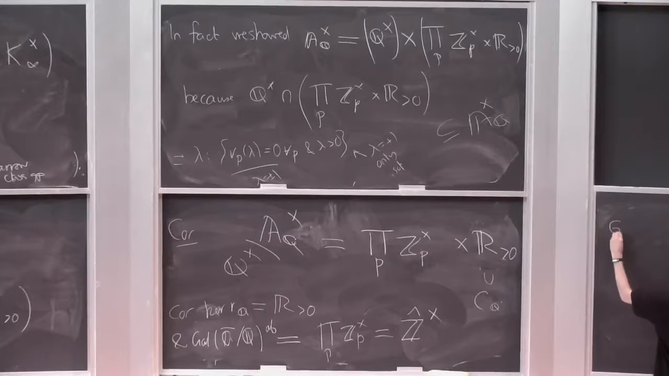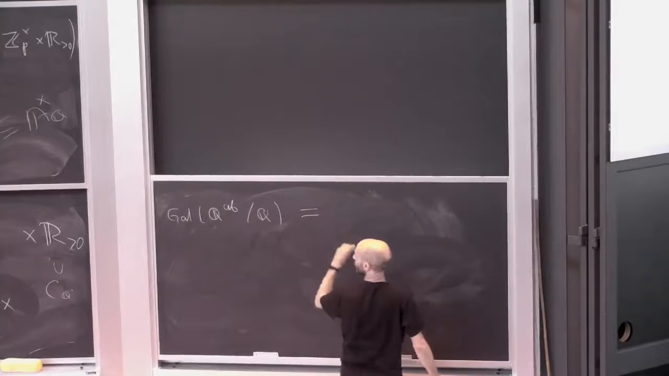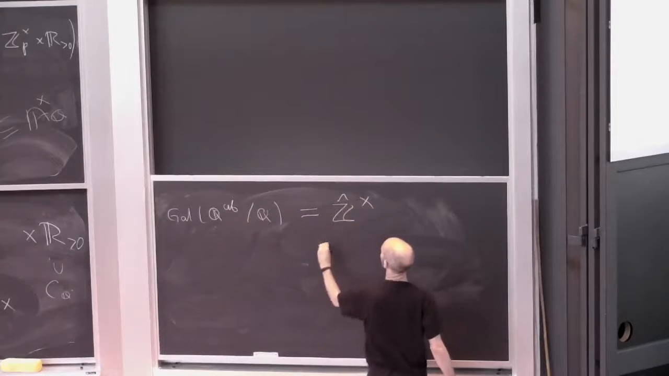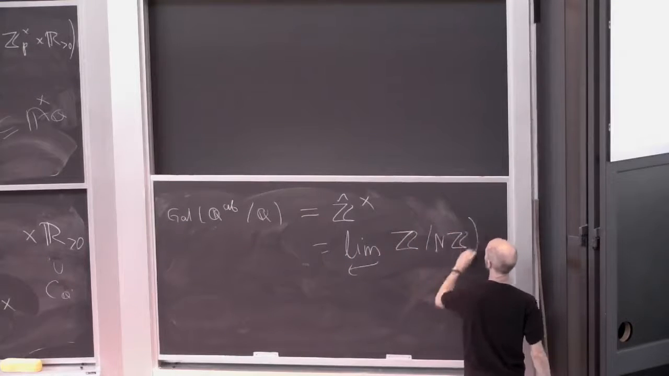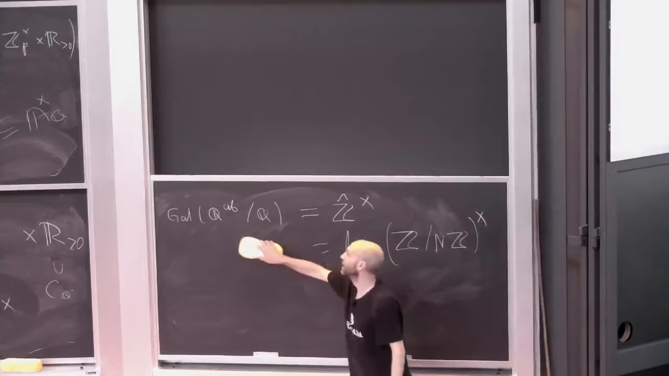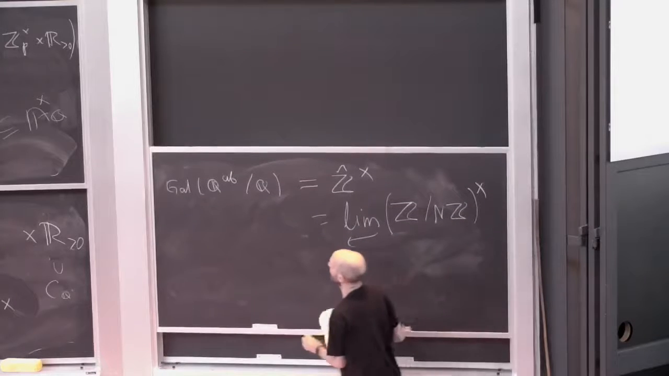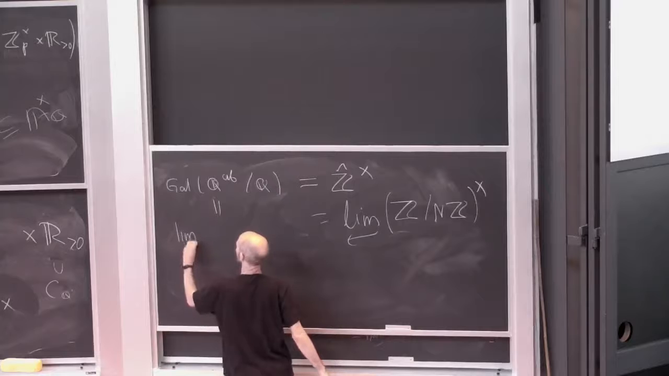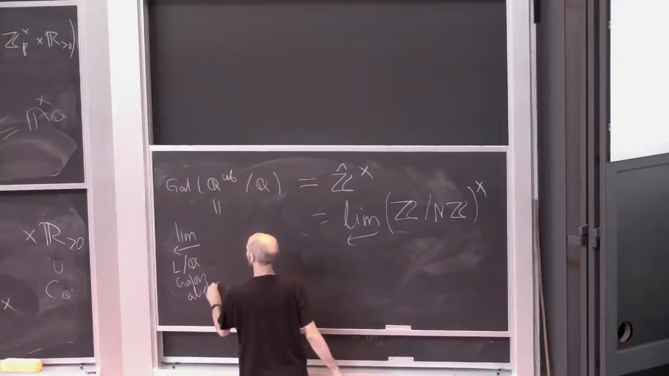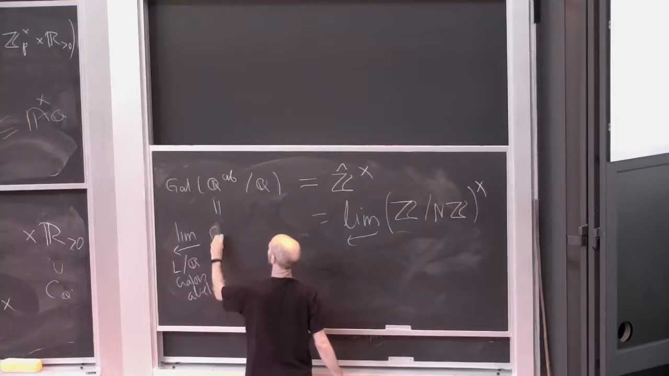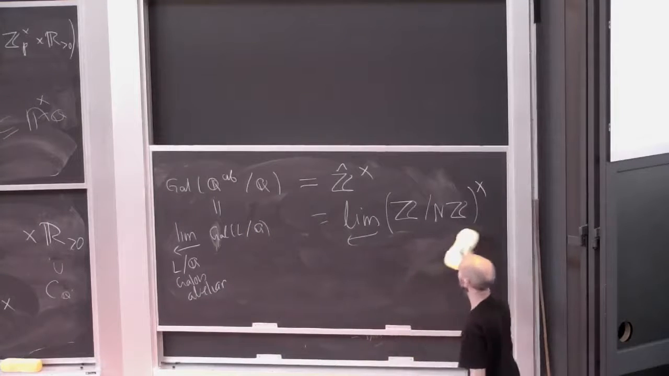So Gal(Q^ab/Q) is canonically isomorphic to Z-hat star, which is the limit of (Z/nZ)^*, right? And the definition of an infinite Galois group is the limit of finite Galois groups, right? So this Galois group here is supposed to be the limit over L/Q Galois and abelian of Gal(L/Q). By abelian, I mean that it's Galois and the Galois group is abelian. So these limits are supposed to be the same.